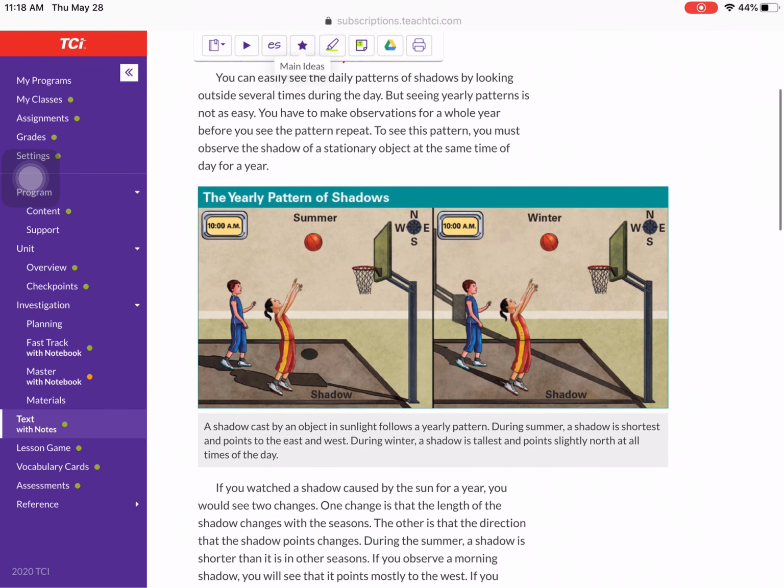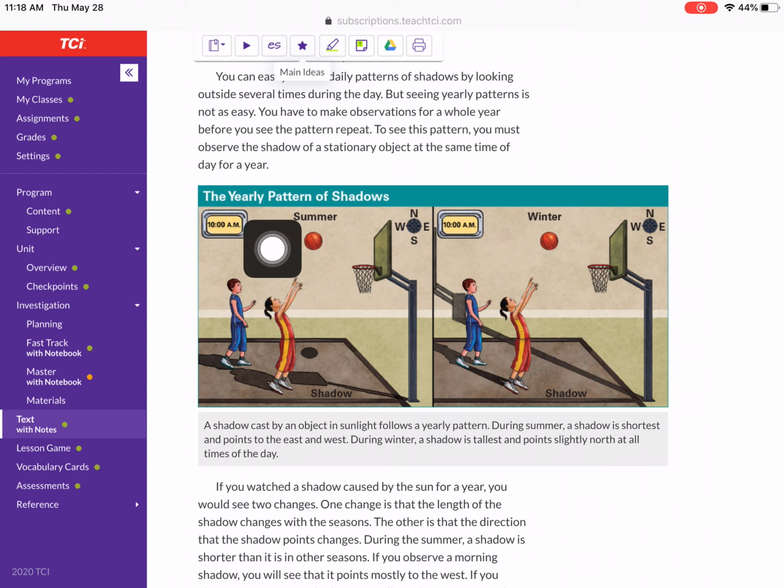To see this pattern, you must observe the shadow of a stationary object at the same time a day for a year. So here is a picture in the summer at 10 a.m., and here's the shadow. In the winter at 10 a.m., notice the shadow's different.